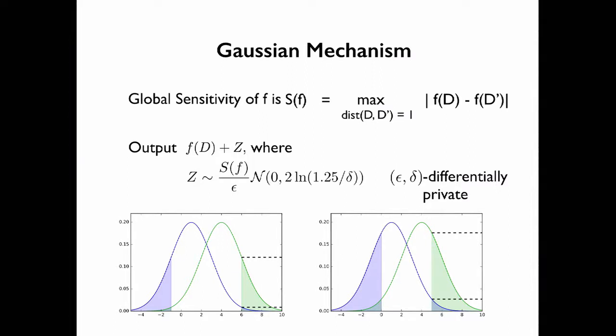The noise is the global sensitivity of f over epsilon times a Gaussian random variable with mean 0 and variance 2 log of 1.25 over delta. Right, and if you do some calculations, you can see that this is going to give you epsilon delta differential privacy. Remember we talked about approximate differential privacy, so this is going to give you epsilon delta.